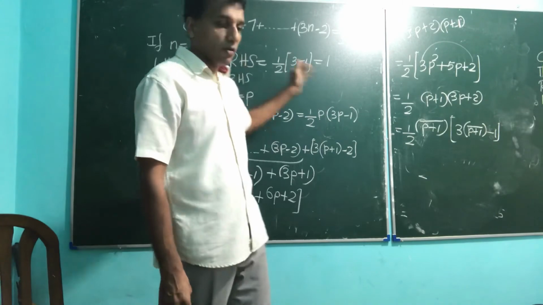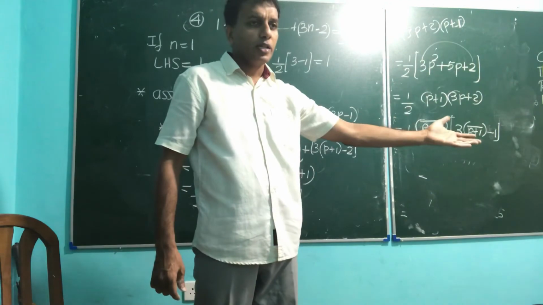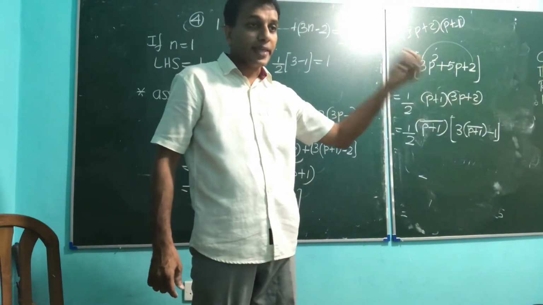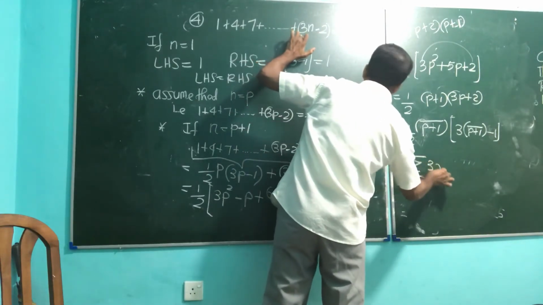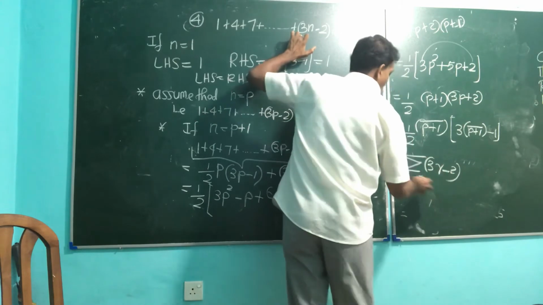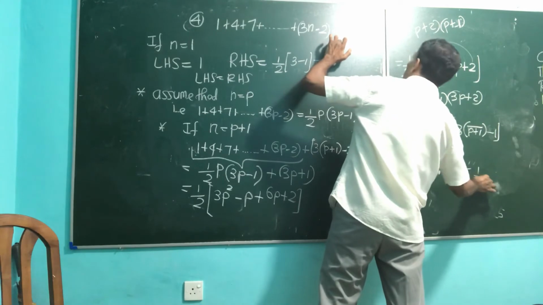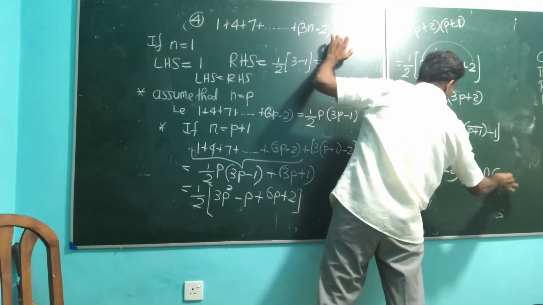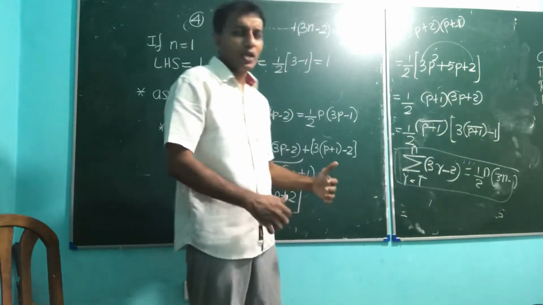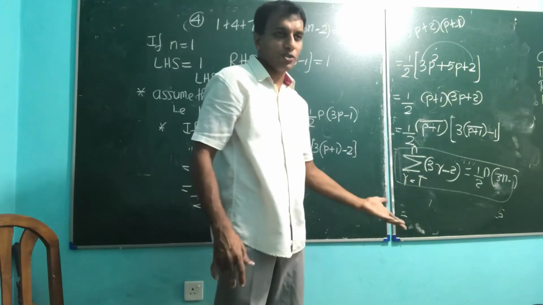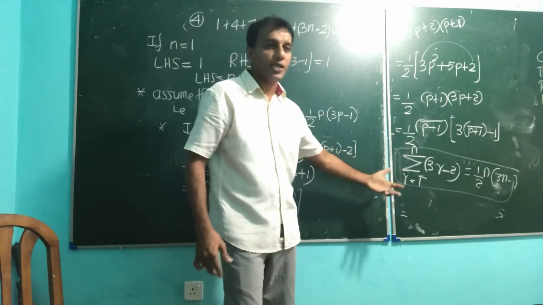This is my question, my tutor, that fourth question. In the future, the same problem will be in your exam paper. They ask like this: prove that sigma 3r minus 2, r from 1 to n, equals half n into 3n minus 1. So it is the same question in sigma notation. Don't be confused. Here I simply start; later you will practice the sigma notation also.